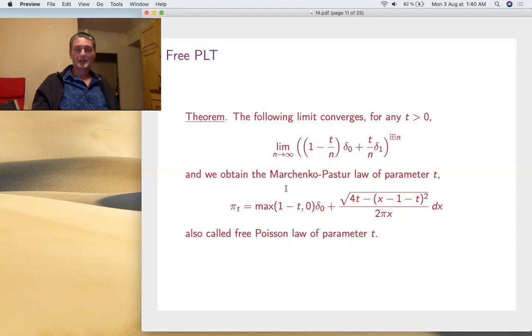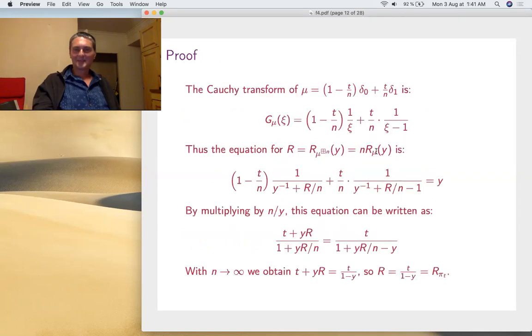Since it's also a free Poisson law, in the literature it's called either Marchenko-Pastur or free Poisson, and it's actually also the square of the semicircle law. It's three things at the same time. So let's take a look at the proof now. The computations are similar, but a bit more complicated here in the free case, for very mysterious reasons.